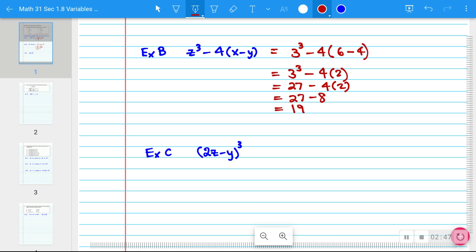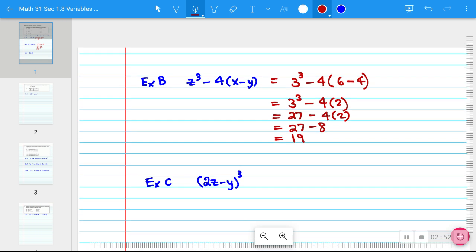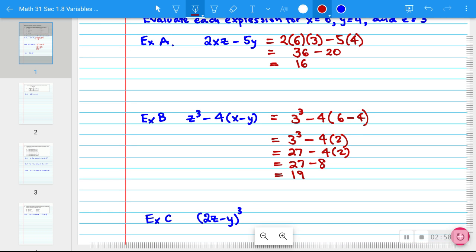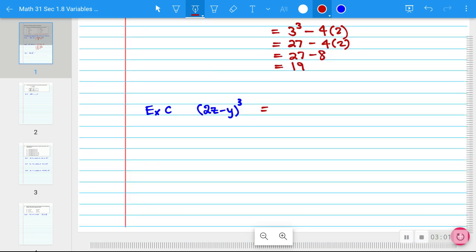Okay, the last one here, we're going to use the z and the y. The x isn't part of this one. And if you remember up at the top there, z is 3 and y is 4. So, okay, normally exponents would get priority over subtraction and multiplication. But since we have parentheses, we have to do all the stuff inside first. Multiplication is done before subtracting.